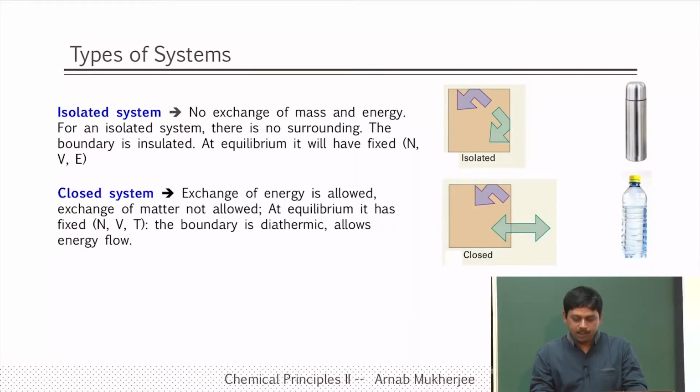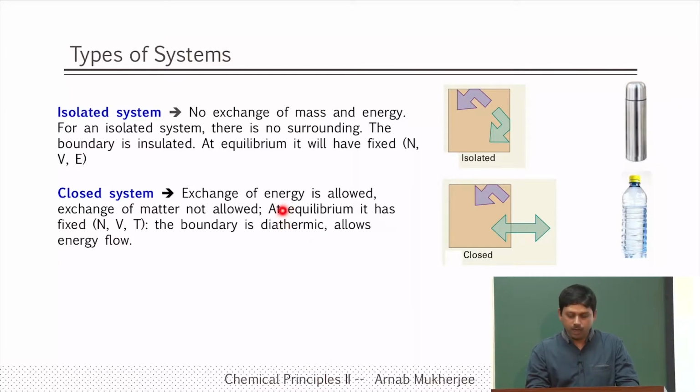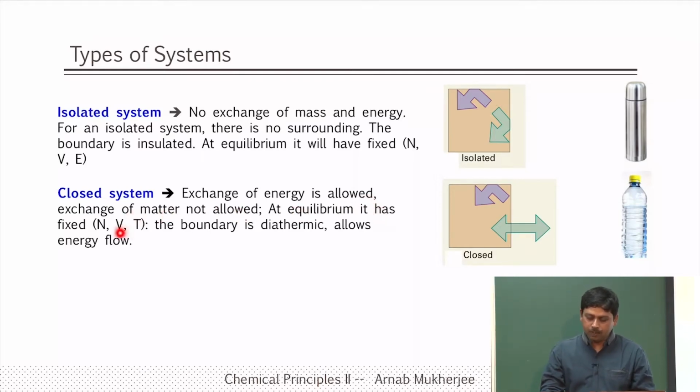Then there is something called a closed system, which might be a little bit confusing when you hear it for the first time. Closed means it is only closed for mass to transfer. It is not closed for energy to transfer. So exchange of energy is allowed in this particular system, but exchange of matter is not allowed. At equilibrium this system has a fixed number of molecules, fixed volume and fixed temperature, and in the isolated system at equilibrium we will have a fixed number of molecules, volume and energy.